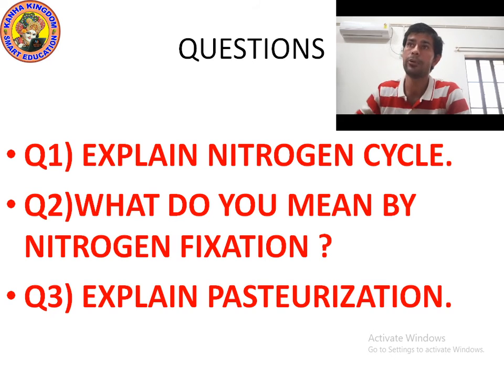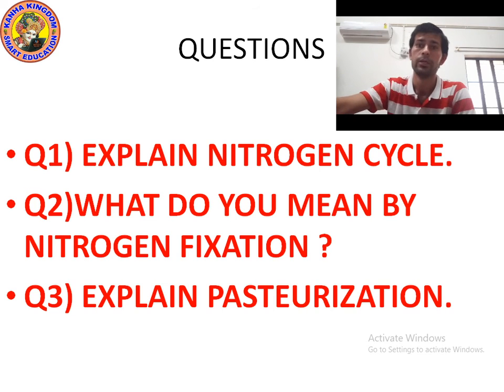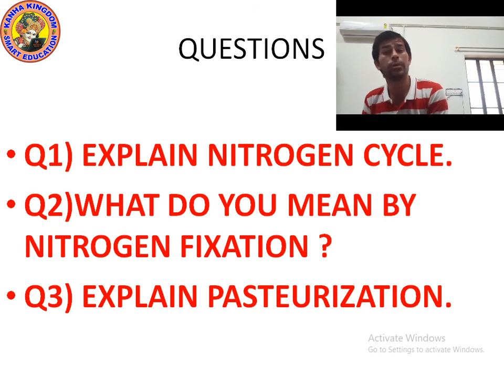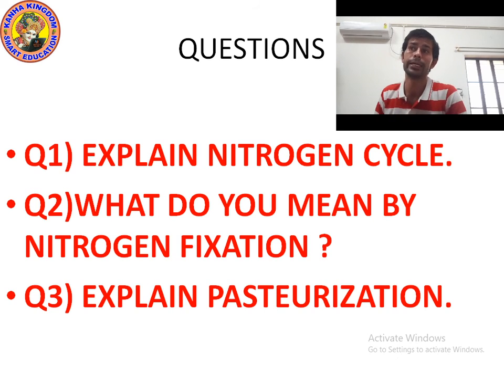Okay, it's time to ask questions. Question number 1. Explain the nitrogen cycle. Yes, what is the nitrogen cycle? We know that our atmosphere has 78% nitrogen gas. Nitrogen is one of the essential constituents of all living organisms. It is part of protein, chlorophyll, nucleic acids and vitamins. Yes, atmospheric nitrogen cannot be taken directly by plants and animals.